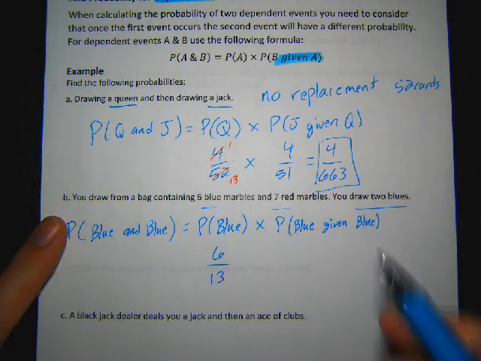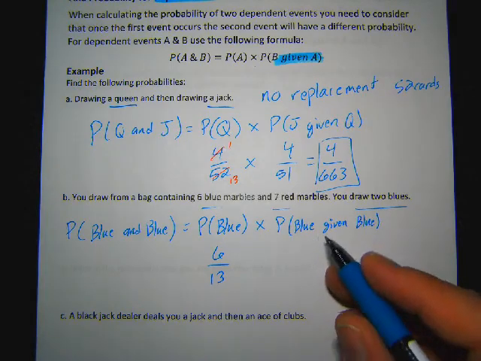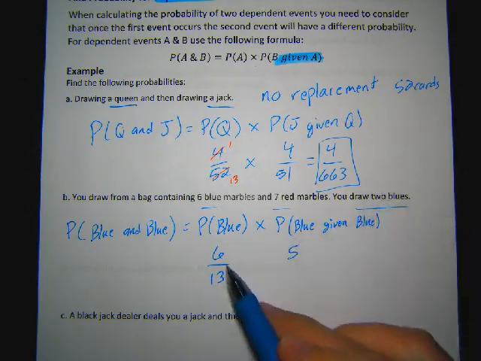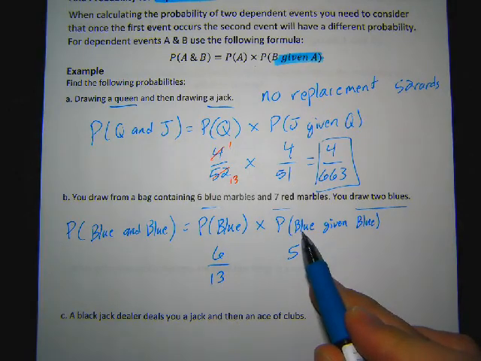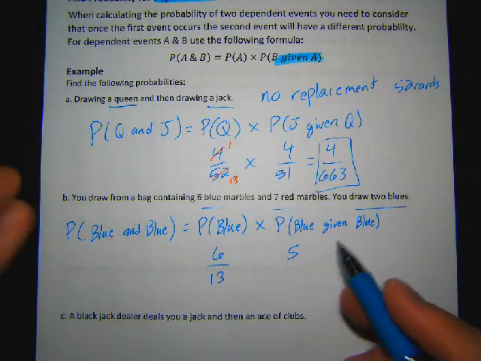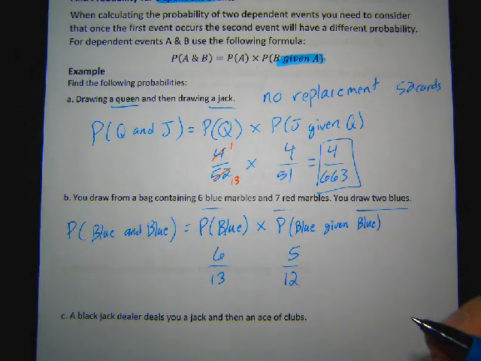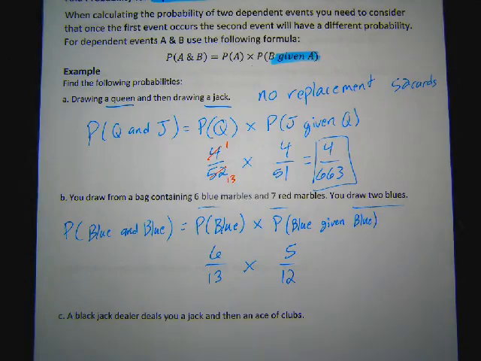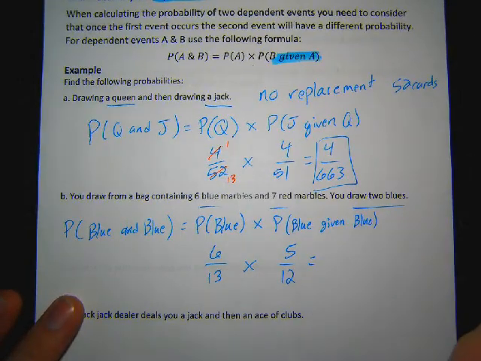That's our first chance in the first marble. We go to draw the second blue. Well, now there's less blue marbles, right? We drew a blue out already, so now there's only 5 blues left because we pulled the blue out in the first step. This one should decrease if you're doing the same color over again. The bottom always decreases because you take from the total. So we pull the blue marble out, now there's only 12 marbles left. That is how it works. So 6/13, 5/12, and we'd simplify that.